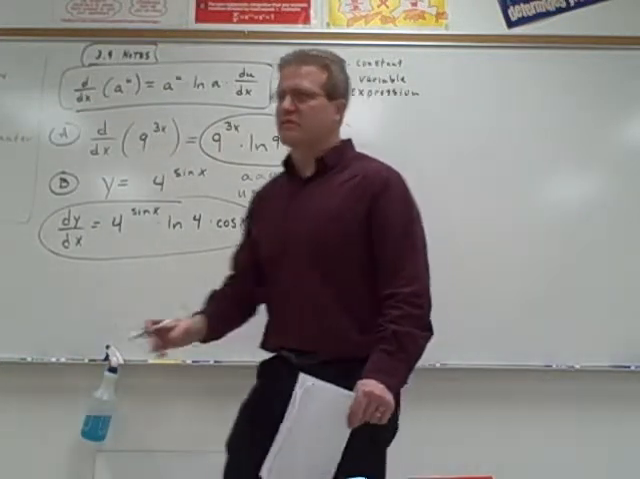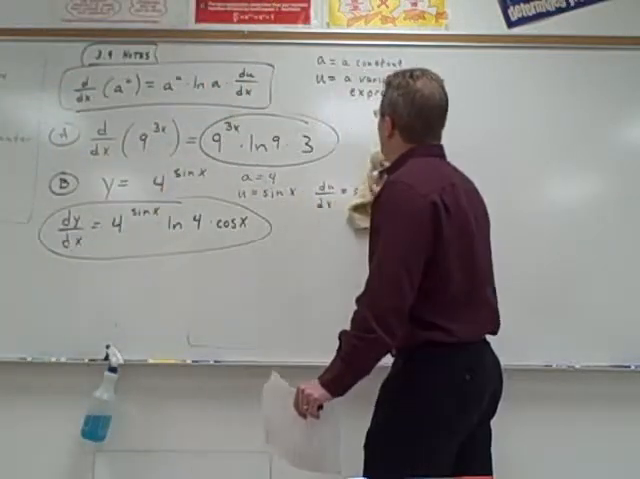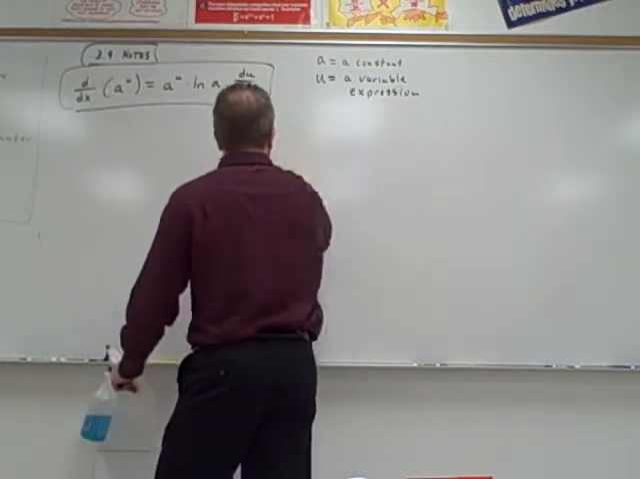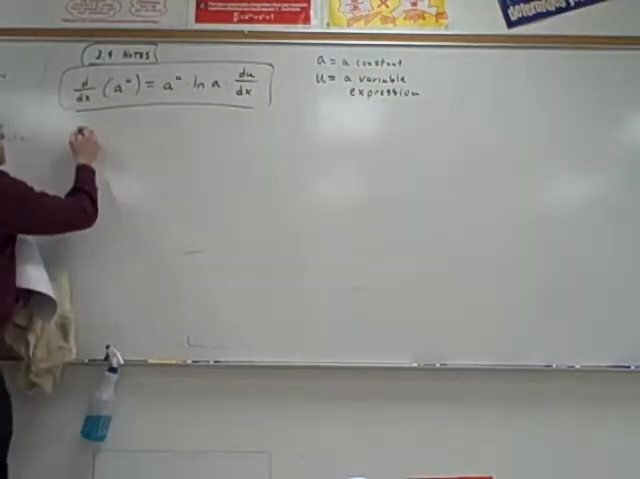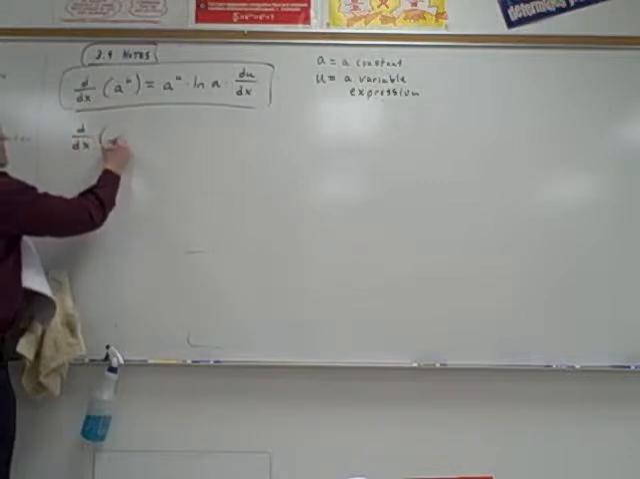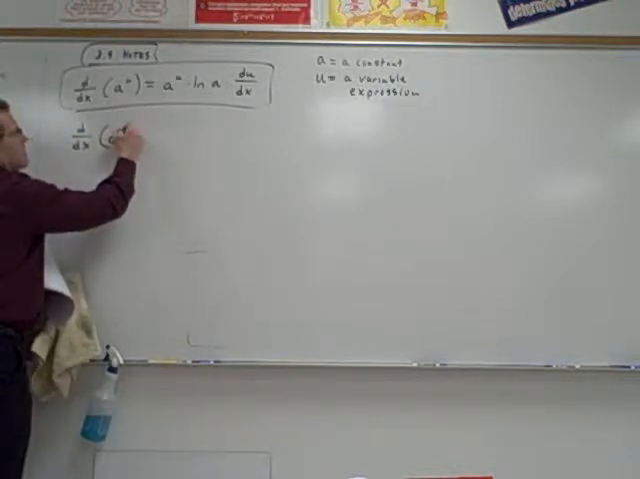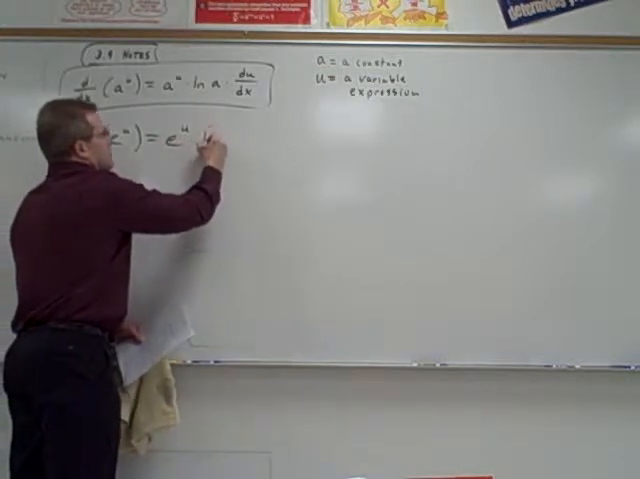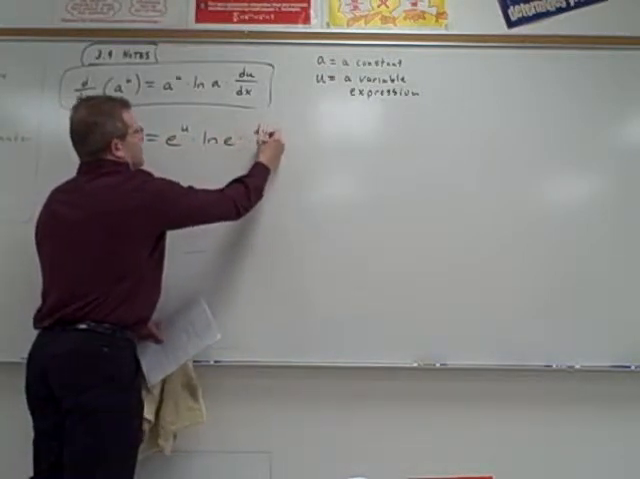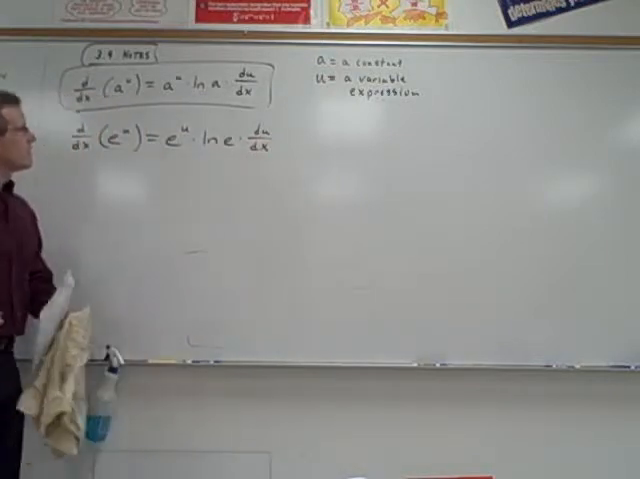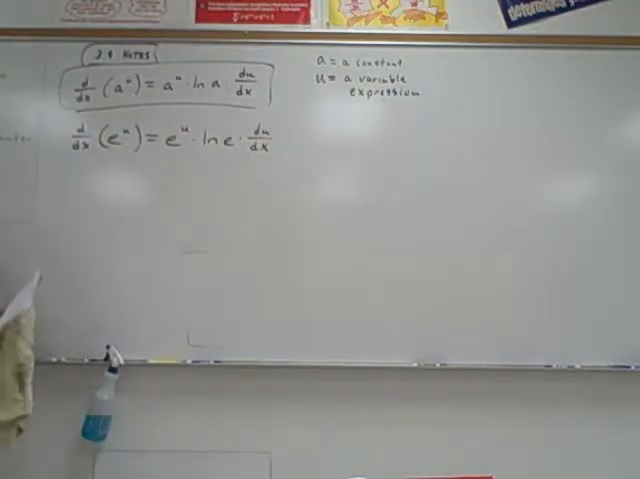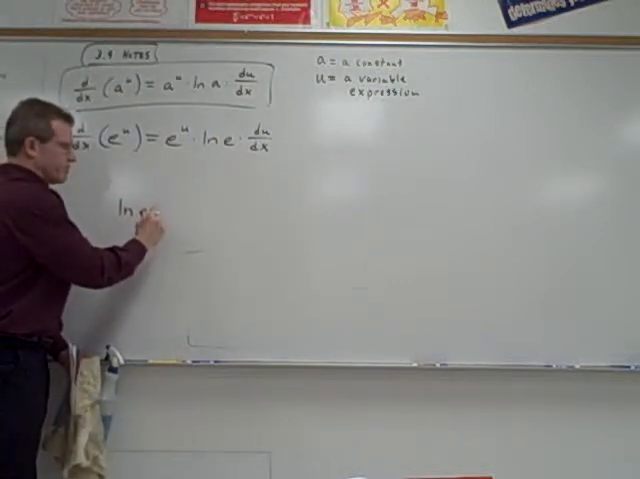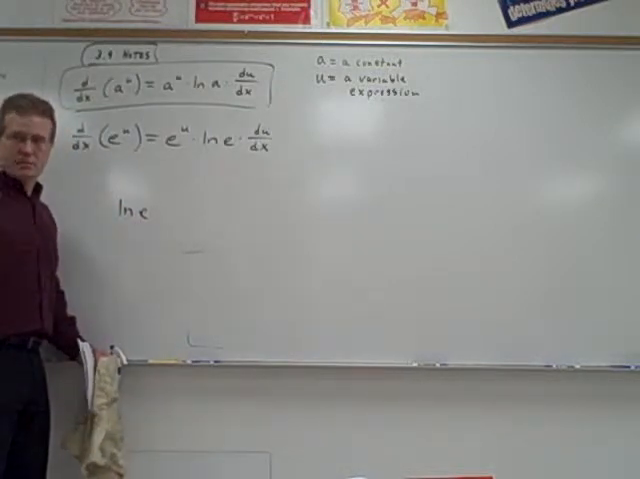Now I just want to point out the similarity of that one with this other formula. What if my constant is an e, which is about 2.7? Then it would look like this. E to the u times the natural log of e times the derivative of u. I just changed all the a's to e's. But what did we say the other day? What's the natural log of e equal to? Yeah, you got it. It was 1.